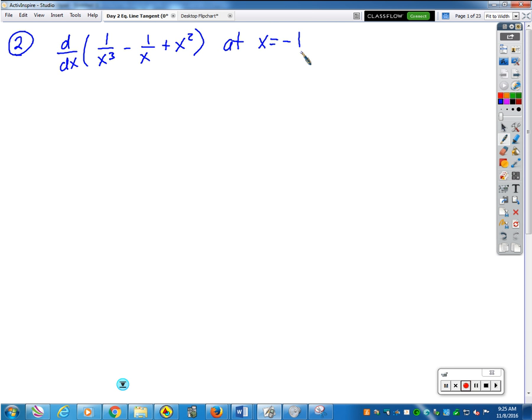It simply says find the derivative. Once you find the derivative, evaluate the derivative for an x value of negative 1.